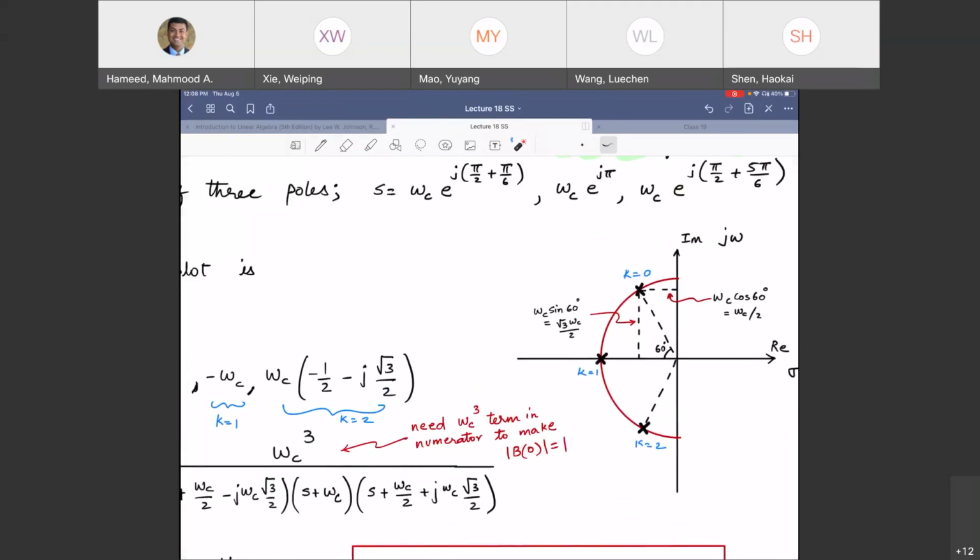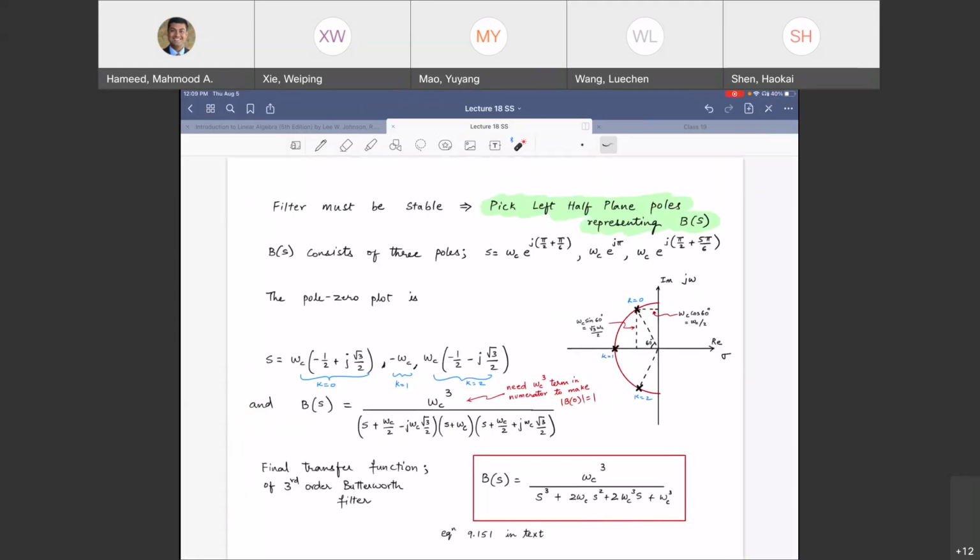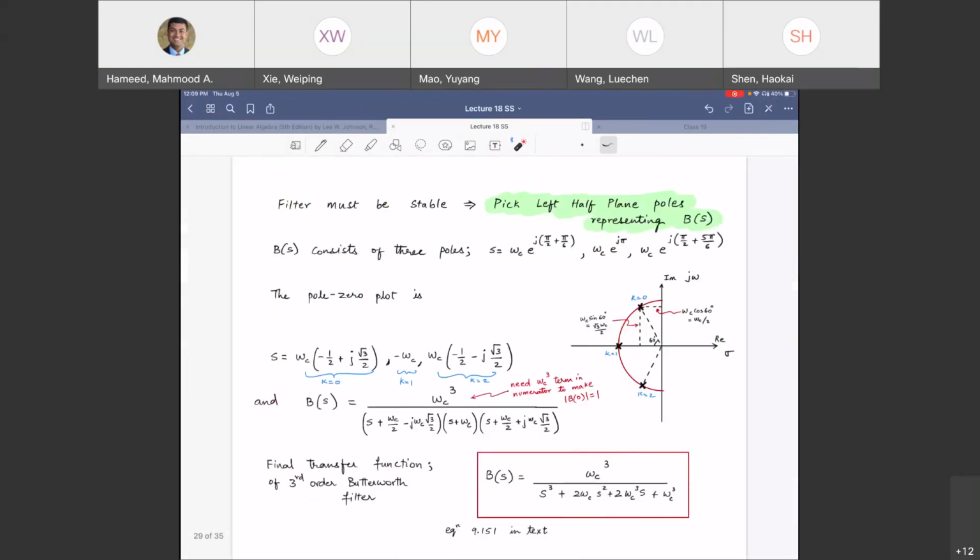Over here, you can see that the separation is consistent. The separation between the poles is always odd multiples of pi over 6, pi over 3. As you increase the number of poles, the angle between them is going to keep reducing. But they're always going to be omega c away from the origin, the cutoff frequency. So that will be a topic for our discussion when we come back.